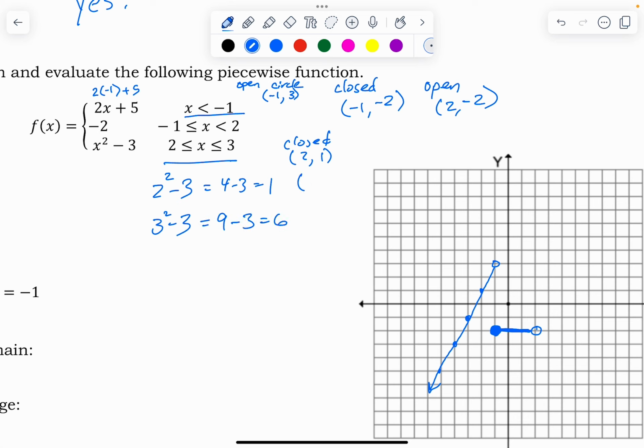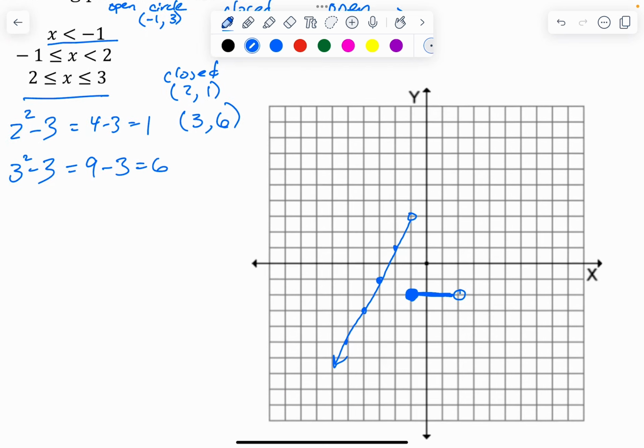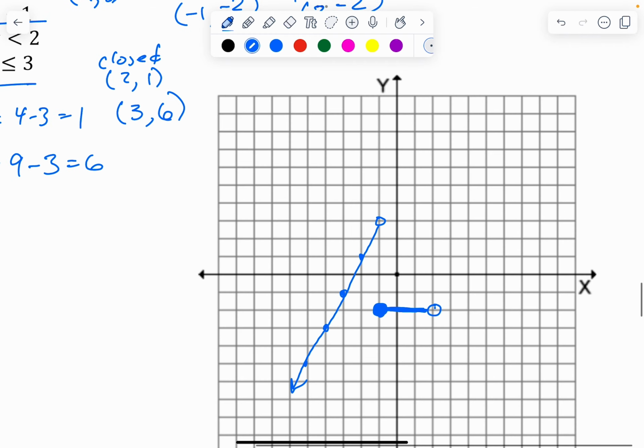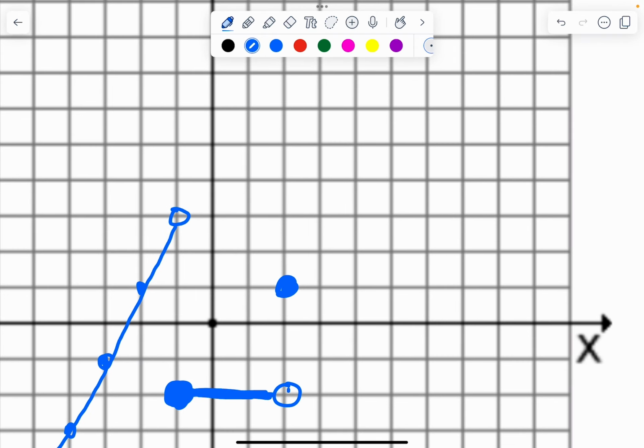I'm also going to have a closed circle at the x value of 3. I would get a y value of 6. So those are closed circles. Let's see. So I have a (2, 1) closed circle. And then I have a 3, and then 6. Okay, let's see if I can not get lost in the weeds. 1, 2, 3, 1, 2, 3, 4, 5, 6.